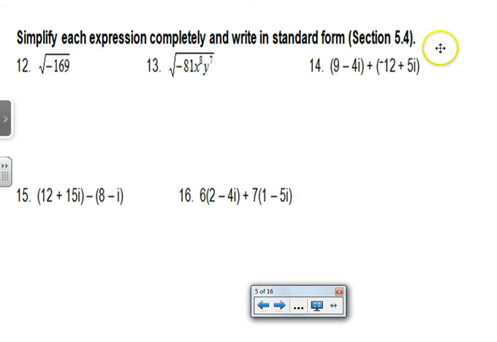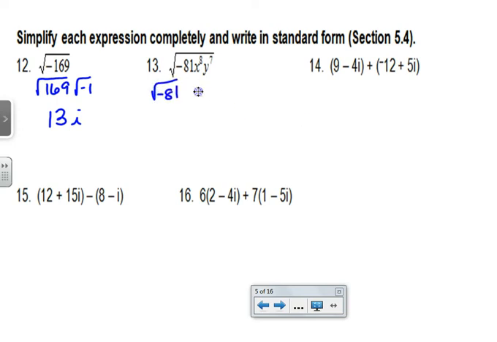Okay, simplifying in section 5.4 means we're going to have i's. So square root of negative 169, you can think of that as 169 times negative 1. Square root of 169 is 13, and this is an i. There is no plus or minus here because you are not solving, you're just simplifying. I want you to break this guy down into separate radicals. We have the square root of each of these.